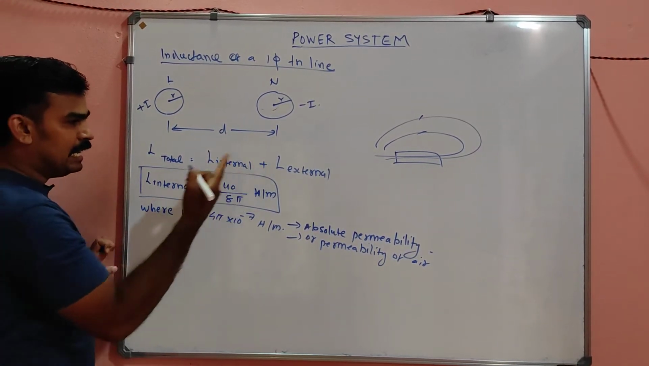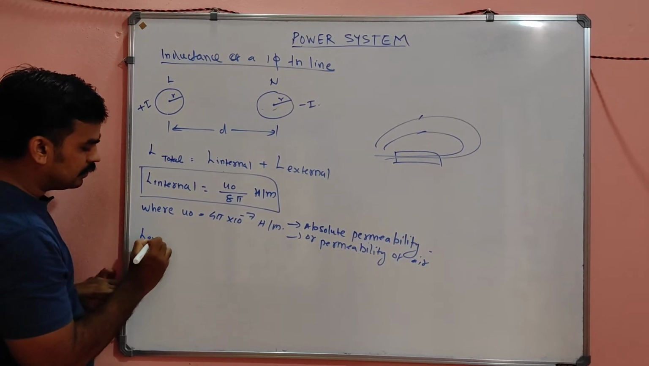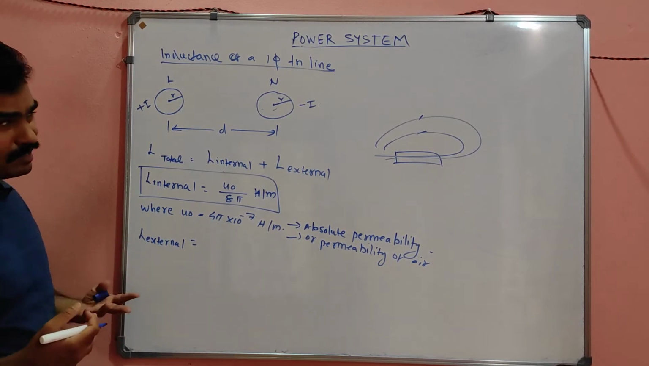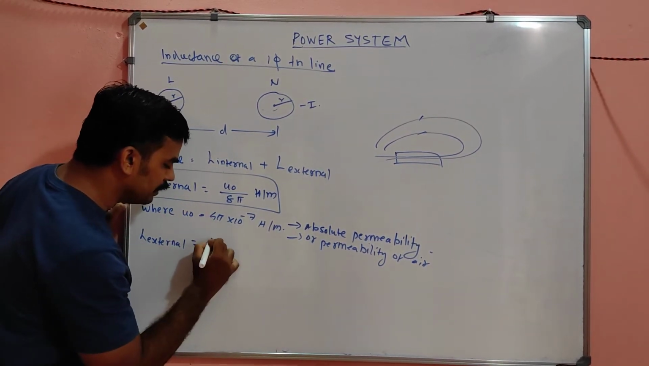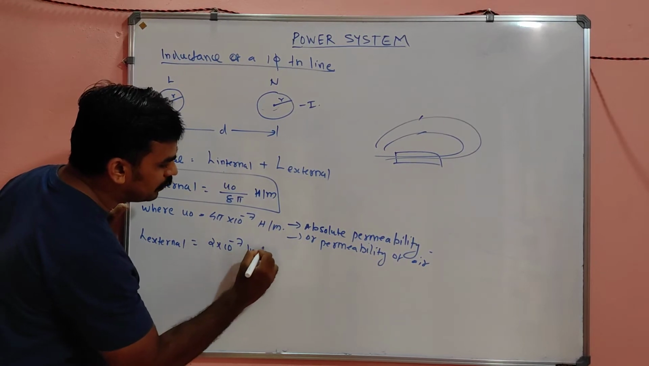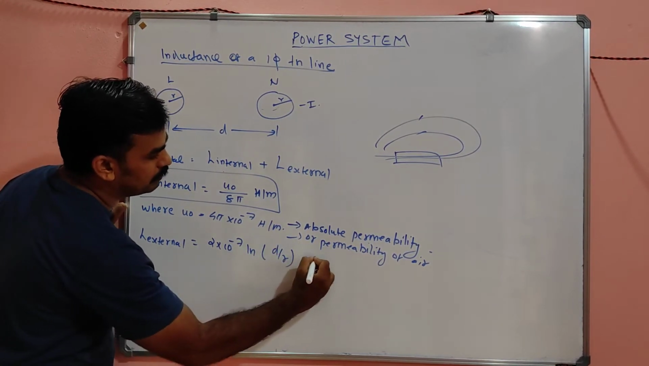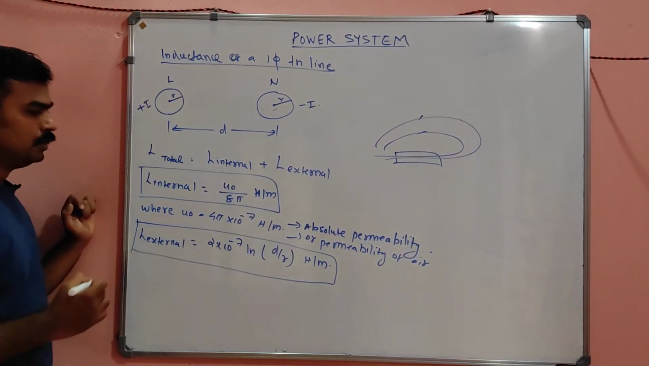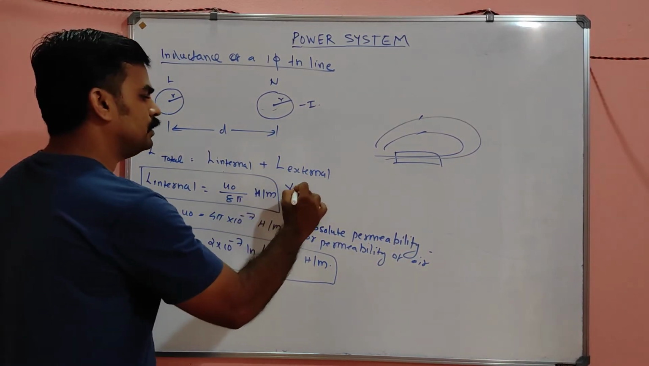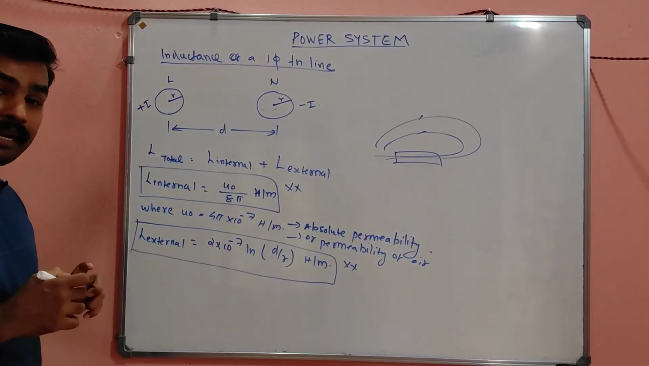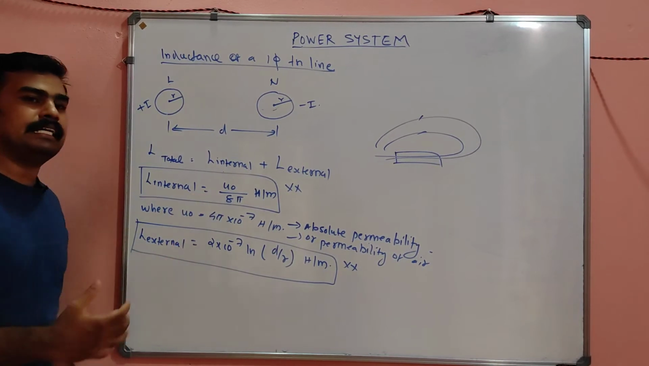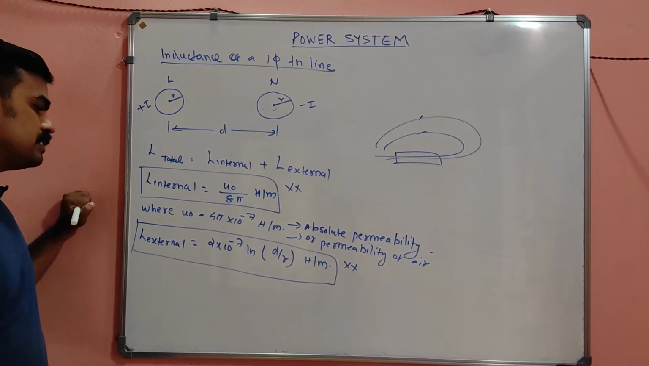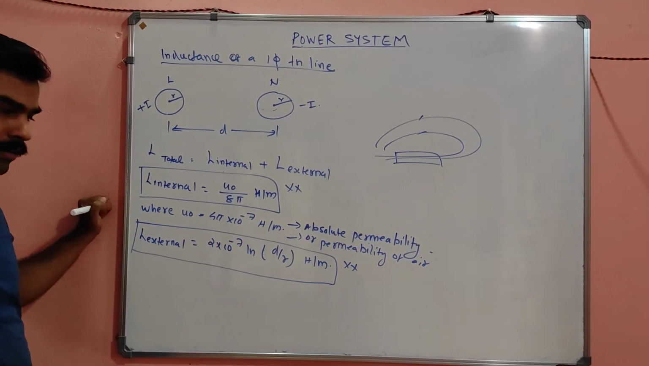And L external, right? There is a very big derivation for L external, but we don't need that derivation. We just need the equation, my dear: 2 into 10 raised to minus 7 ln d by r Henry per meter. This is the equation for L external. You just remember these two equations, my dear. So the internal inductance plus the external inductance, the external part being 2 into 10 raised to minus 7 ln d by r.